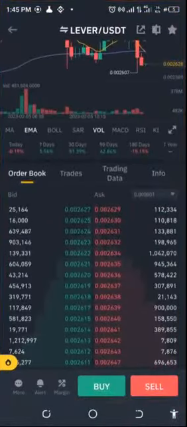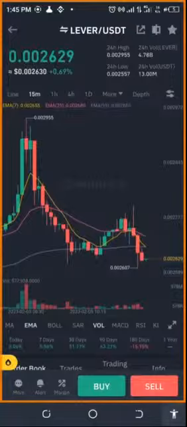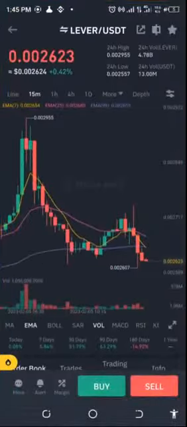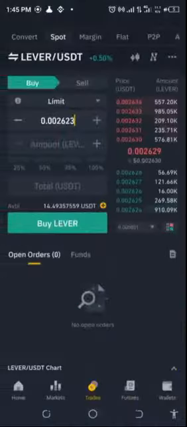And as you can see, if you check the 24-hour high and low, you would see that the high is 0.002955, while the low is 0.002557. So we're going to choose something in between. We're going to buy this coin by limit, but we're going to put our own price. We're going to put it slightly lower than what we have here. Currently this is a market price, but we're going to actually buy by limit.